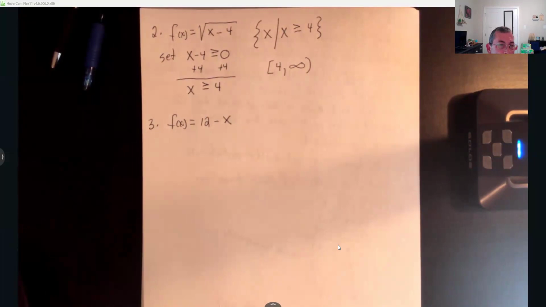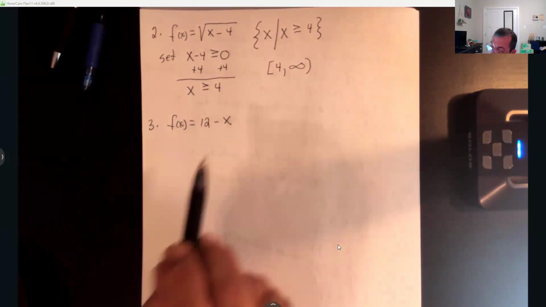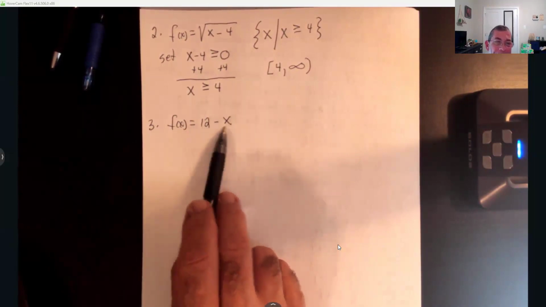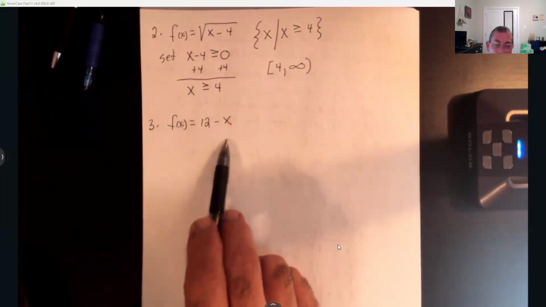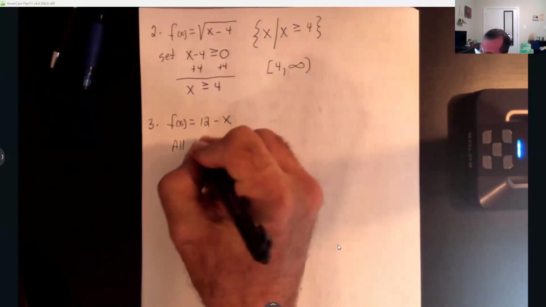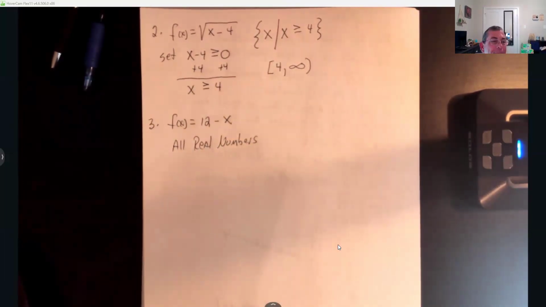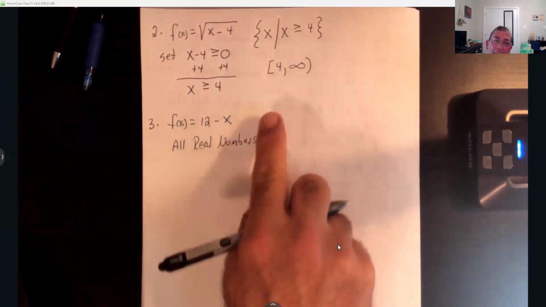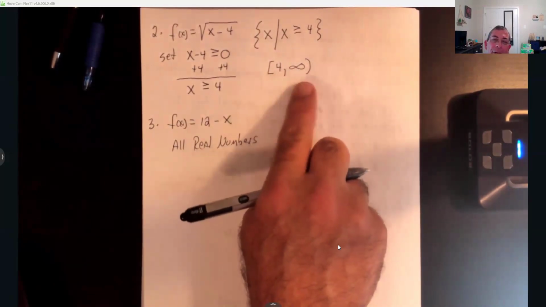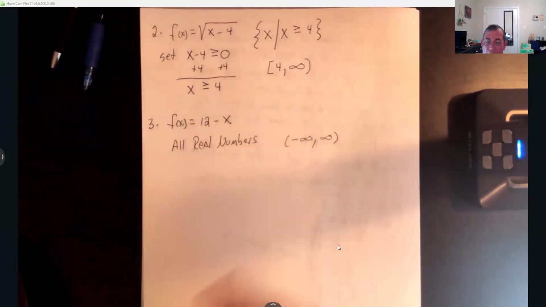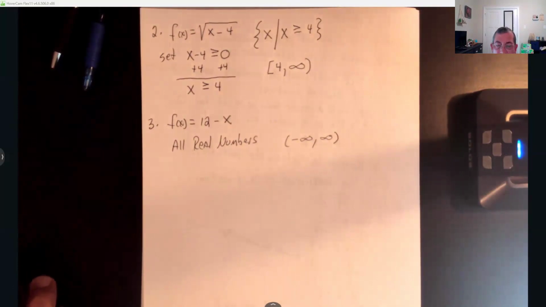The first thing we were worried about was fractions. Well, y'all, I don't see no fractions on this. So there's no fractions and there's no radicals. This domain is all real numbers. Okay. And in interval notation, all real numbers would be negative infinity to positive infinity.